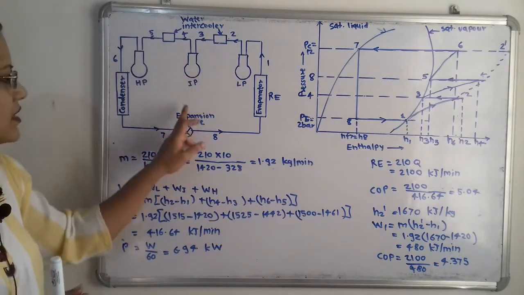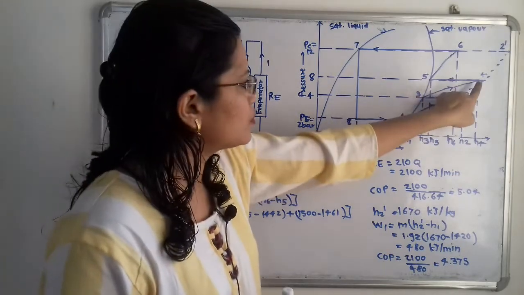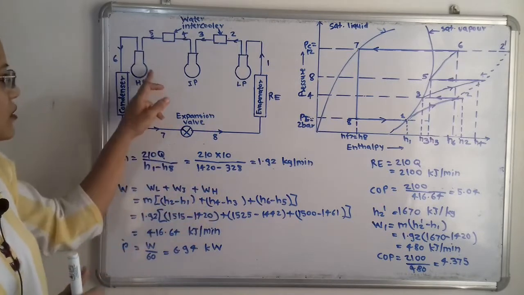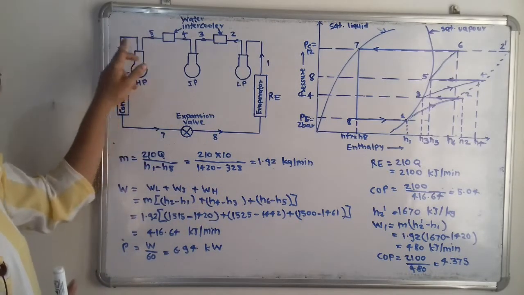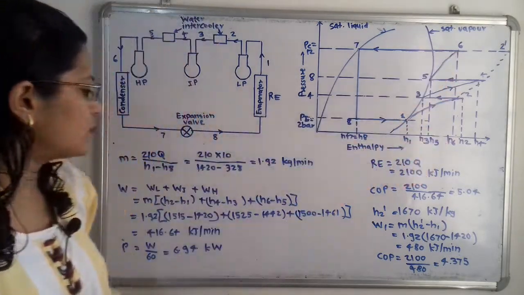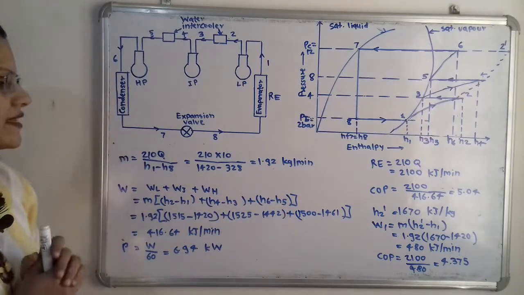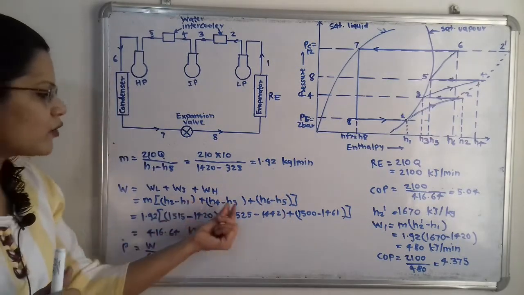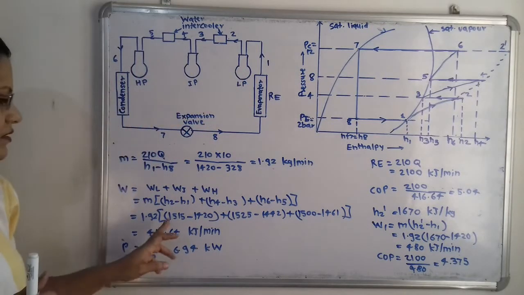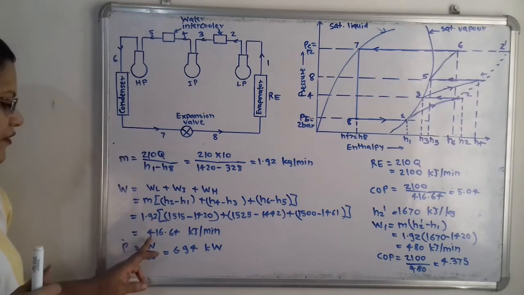So the enthalpy difference is H2 minus H1. Then for the intermediate pressure, the process is 3 to 4, also a compression process, so we take H4 minus H3. And for high pressure, the process is 5 to 6, so again we take H6 minus H5. We add these differences because we need the work done for all the compressors.